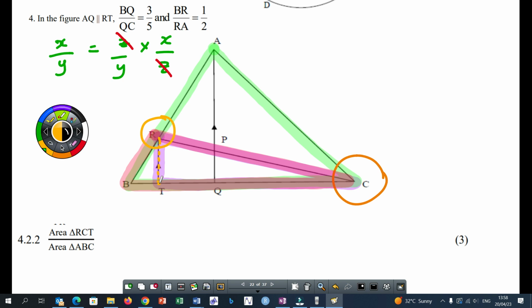Right, can you put your hand down? I just want to tell you something. Geometry questions are all about what you see. If you don't see it, you're going to have problems.